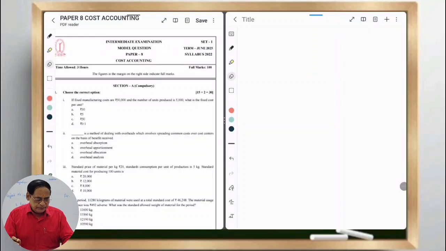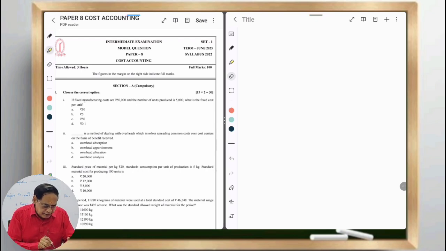My dear students, today we will discuss the MTB for CMA Intermediate for June 2025. Please follow me. The first section A, all are A part questions, we will solve one by one.